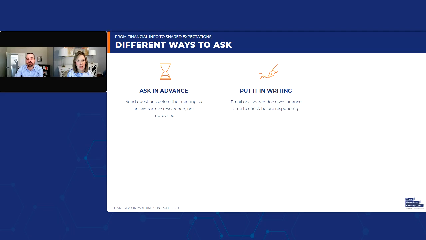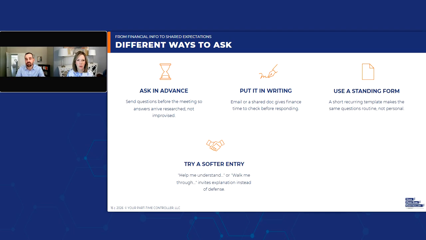Written questions can do the same thing, and they create a record you can both return to. A standing form or template, even 4 or 5 recurring questions, turns "Why are you asking me this?" into "This is just what we do every month." And when you do ask live, a softer entry point helps. "Help me understand this variance" lands very differently from "Why is this number wrong?" Same question, completely different conversation.